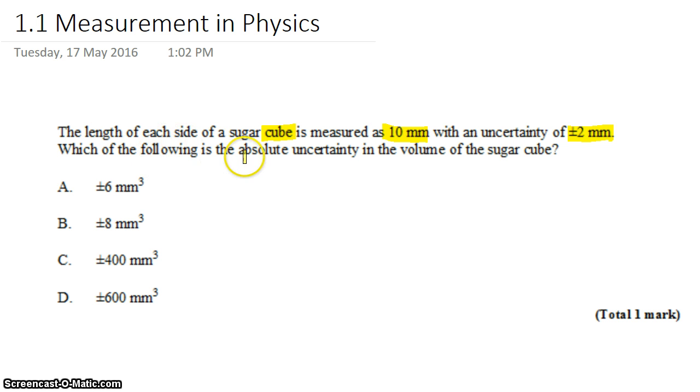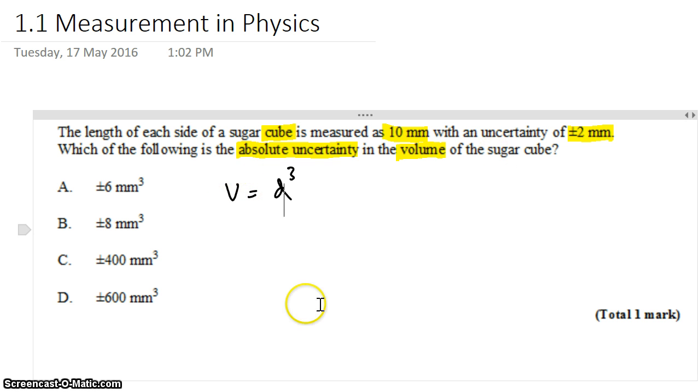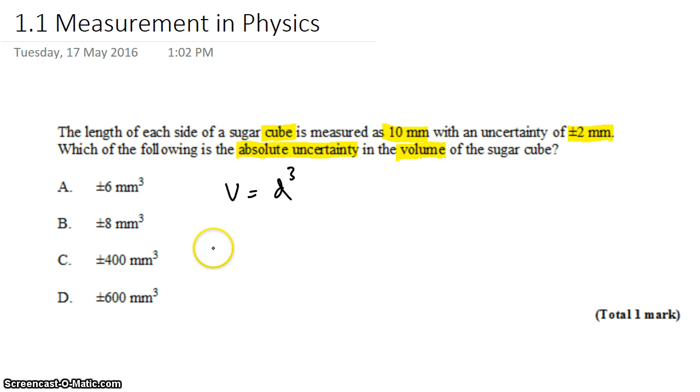We're asked, which one of the following is the absolute uncertainty of the volume of the sugar cube? So we need to think about the volume of the sugar cube. The volume is just going to be the length of the side cubed. But we're uncertain about the length of the side. So that uncertainty is going to be propagated through to the calculated value of volume. So there's going to be some sort of uncertainty in V. That's what we want to know.